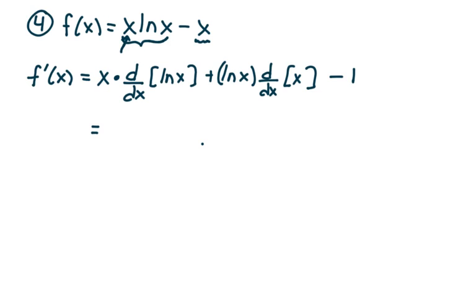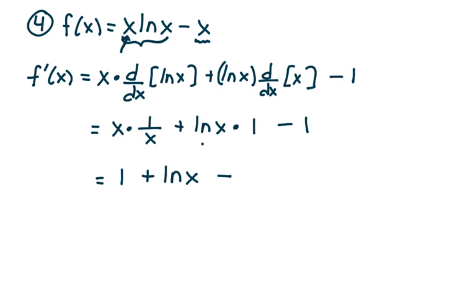And so here this is x times 1 over x plus natural log of x times 1 minus 1. So this is 1 plus ln of x minus 1. The 1's cancel. And so therefore, f prime of x is equal to natural log of x. That's number 4. Let's take a look at number 5.